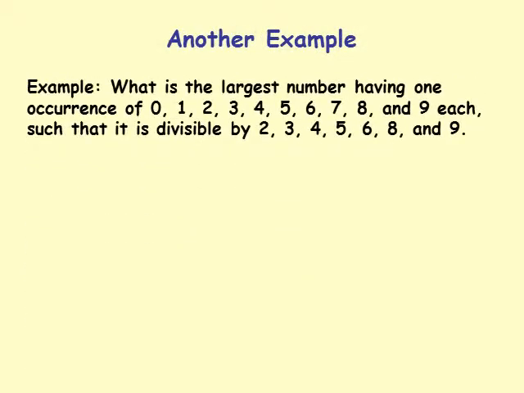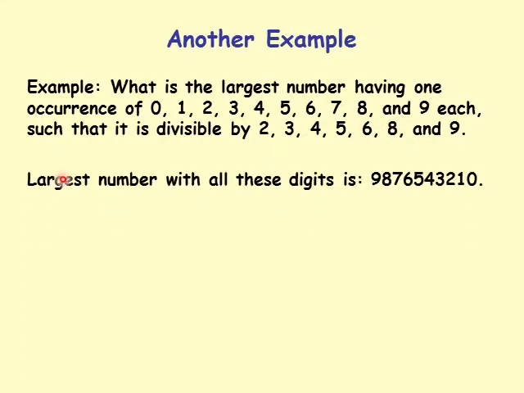Another example. What's the largest number having one occurrence of 0, 1, 2, 3, 4, 5, 6, 7, 8, and 9 each, such that it's divisible by 2, 3, 4, 5, 6, 8, and 9? Let's continue here. The largest number with all these digits has the largest digit on the left and the smallest digit on the right, in descending order. So 9, 8, 7, 6, 5, 4, 3, 2, 1, 0. So this is the largest number consisting of one each of these digits we had in mind.